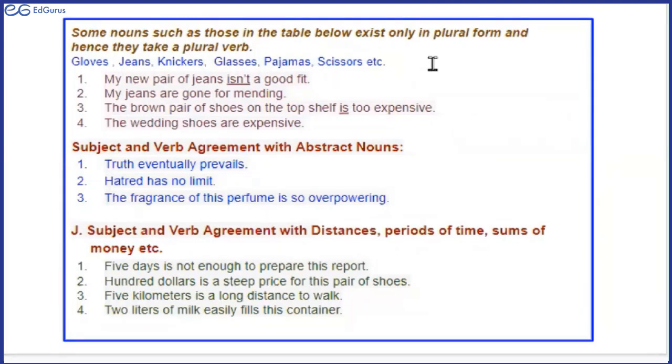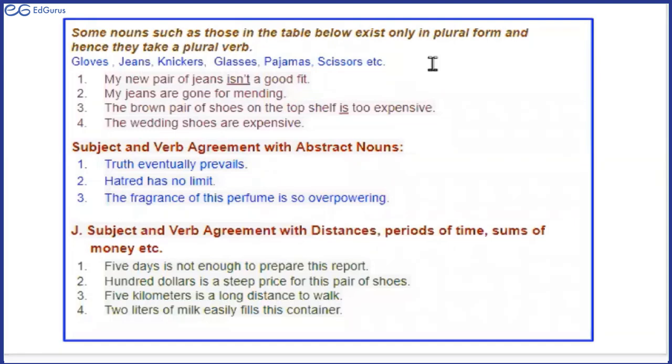Jeans. We don't say jean. Knickers. We don't say knicker. We say glasses. Glasses for spectacles. When we say glass, that is a glass of water. Right? We say pajamas. We never say pajama. Pajama, Hindi में हम कहते हैं pajama, but English में it's always pajamas. Why pajamas? Because it has two lengths.